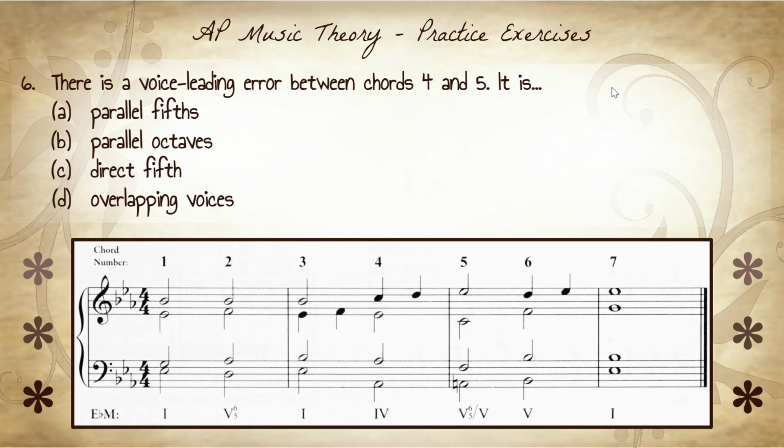Let's move on to question 6. There is a voice leading error between chords 4 and 5. It is A. Parallel fifths, B. Parallel octaves, C. Direct fifth, or D. Overlapping voices.